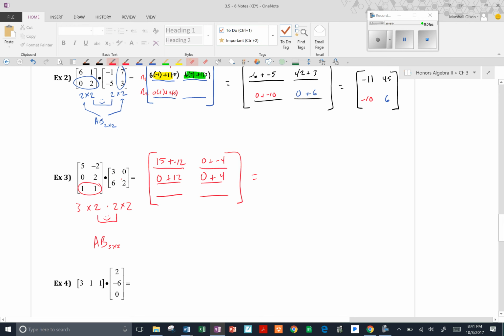So we're going to take the 1 and 1 times the 3 and 6 to begin with. 1 times 3 is 3. 1 times 6 is 6. And then I'm going to stick with that row and go to that column. We have 0 plus 2. All right. So we have 3, negative 4, 12, 4, 9, and 2.